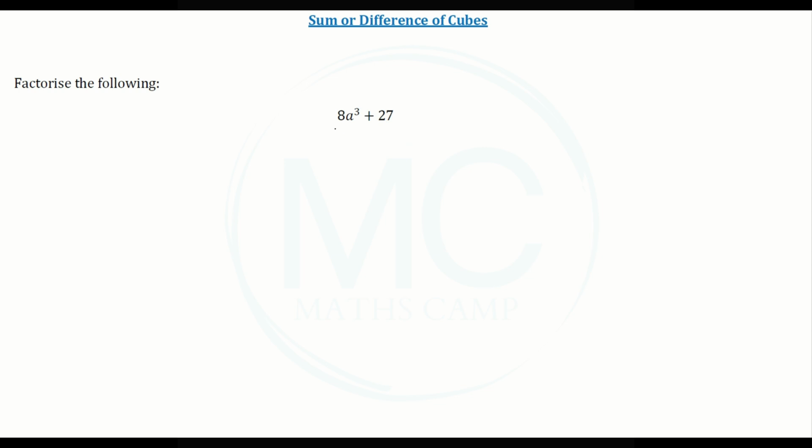8a cubed plus 27. Now remember that when you cube root, we have to cube root every value in the term. So let's open our first bracket. Here we have 8a cubed. The cube root of 8 is 2. And the cube root of a cubed is a. We have a plus sign, so we put a plus sign over here. The cube root of 27 is 3. We can close our bracket.